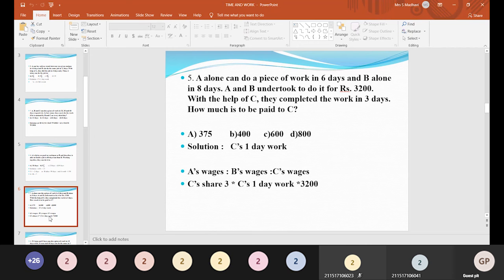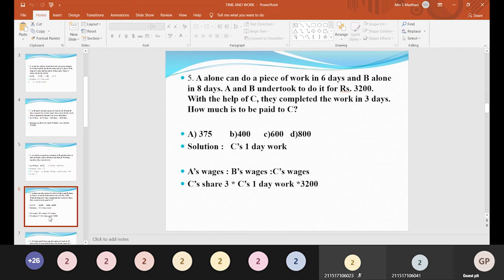To find C's 1 day's work, it is equal to 1 by 3 minus A plus B's work, because with the help of C they completed the work in only 3 days. With the help of C, they can do it in the third day. So here, A and B undertook it for 3,200.